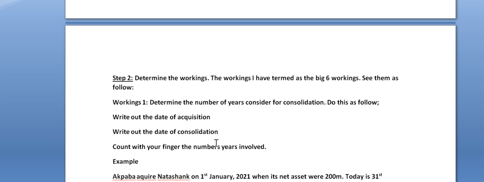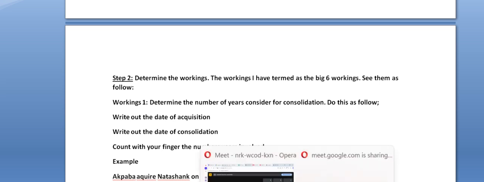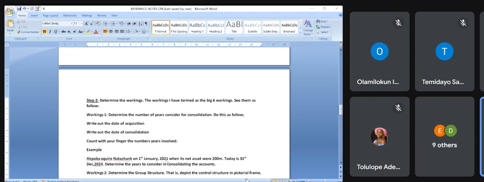Then under, you write date of consolidation. And for date of acquisition, you will only write the date and the year. If it's 1st January 2002, write it there, 1st January 2002. That's the date of acquisition. Then you go down, you now write date of consolidation, 31st December 2004. Who can give me the number of years now? Somebody should do that calculation for me. Date of acquisition, 1st January 2022. Date of consolidation, 31st December 2024.